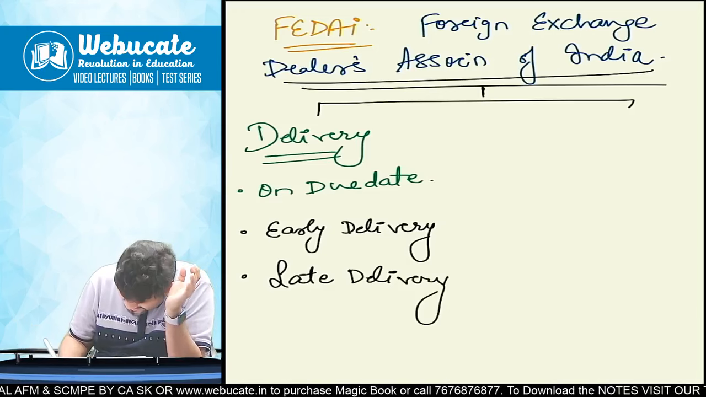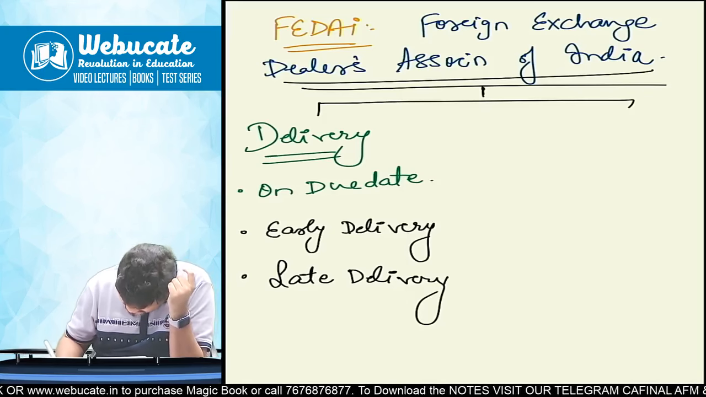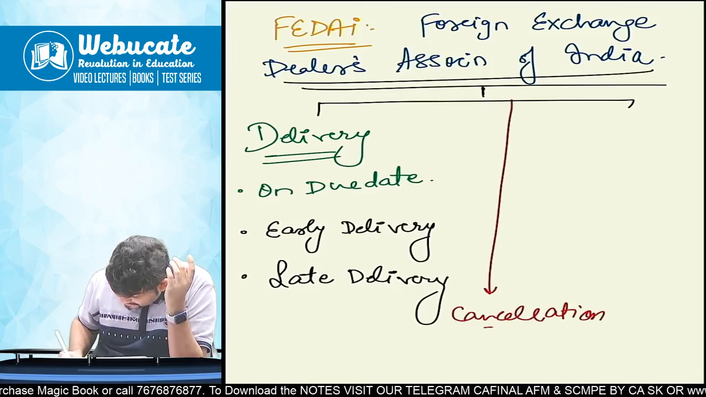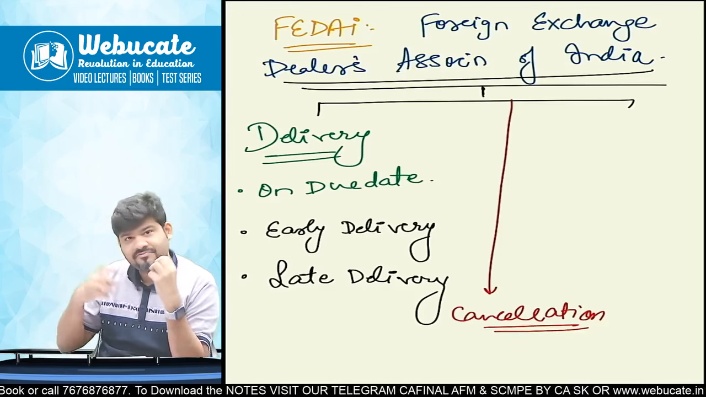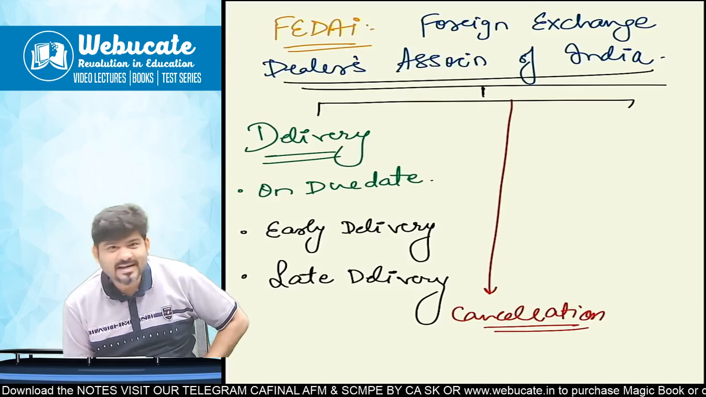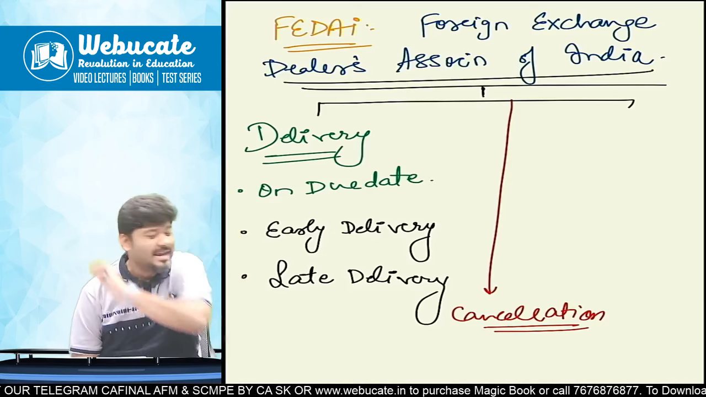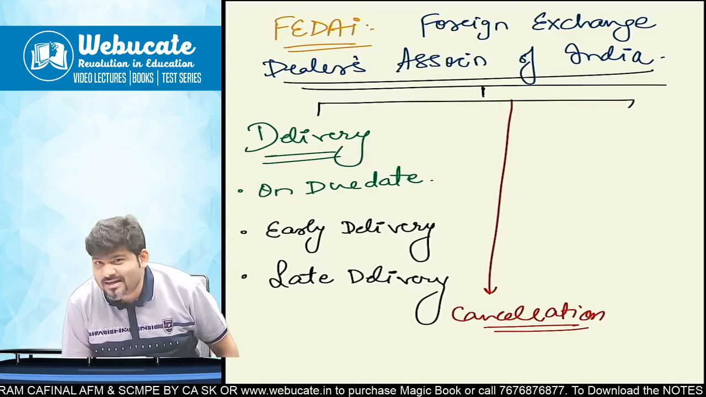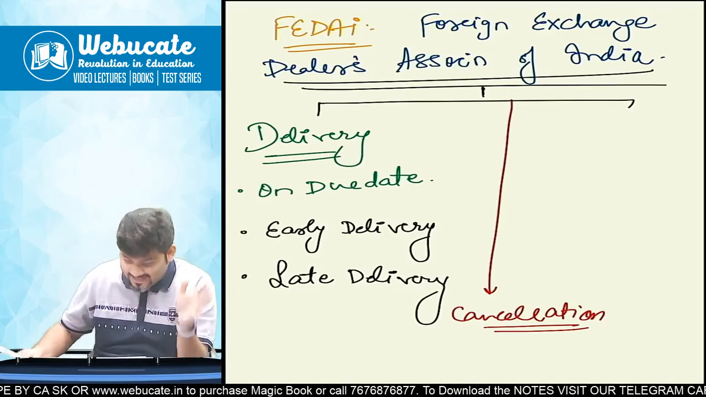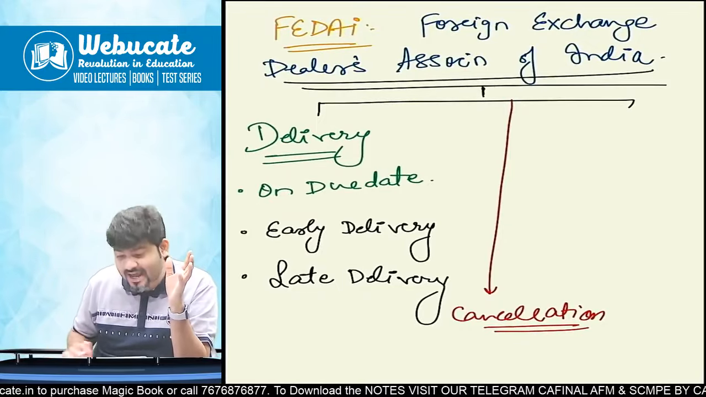Done. Then, what are the other possibilities? The next possibility is something called cancellation. Say today I enter into a forward contract. After 3 months, my importer or exporter calls me and says that he is not able to deliver the goods, or there is going to be a war-like situation between your country and my country. Let's cancel the contract. If our buying-selling contract is cancelled, the forward contract will also get cancelled. That is called cancellation of contracts.